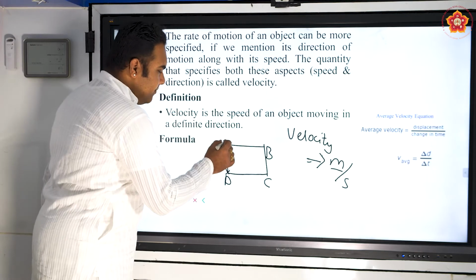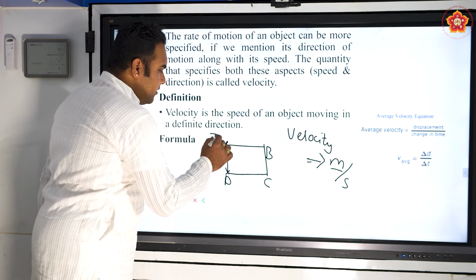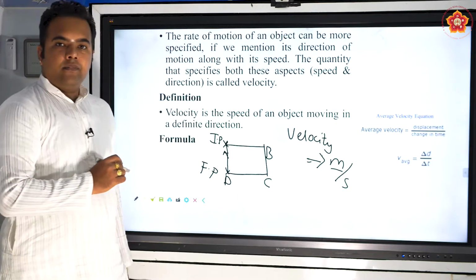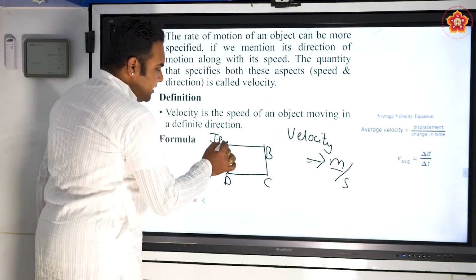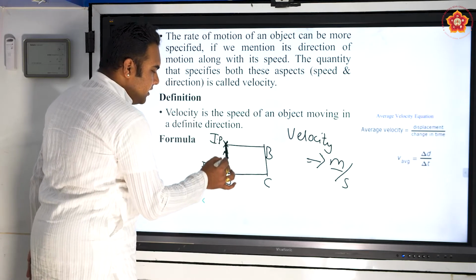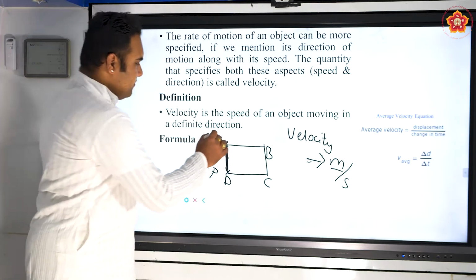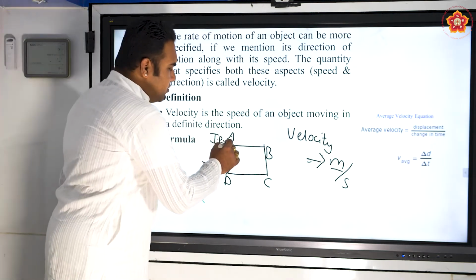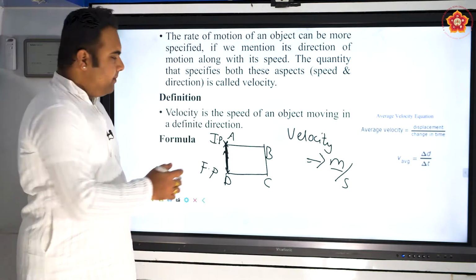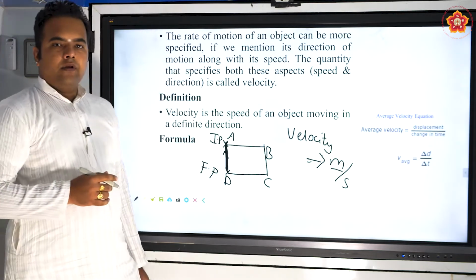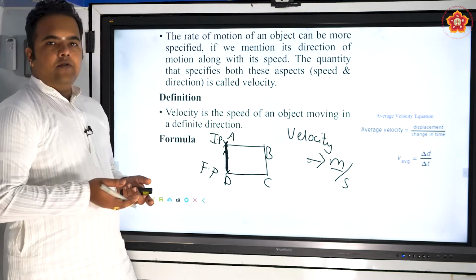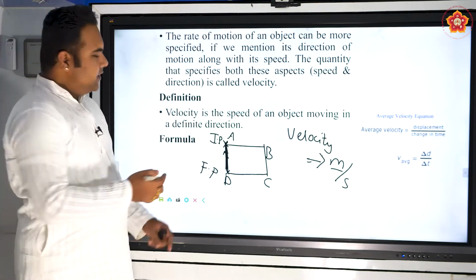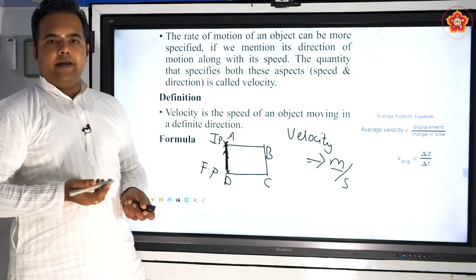So an object started from A, the initial point, and reached D, the final point. Now as it moved like this, the shortest distance in this direction is AD. So it moved all through, but this is the displacement now. So an object started from A and reached D in a given amount of time. So what will be the velocity now? The total displacement is AD divided by the total time taken.